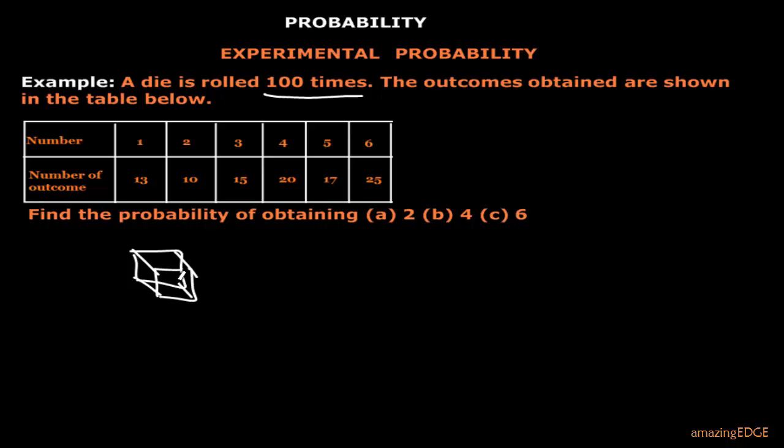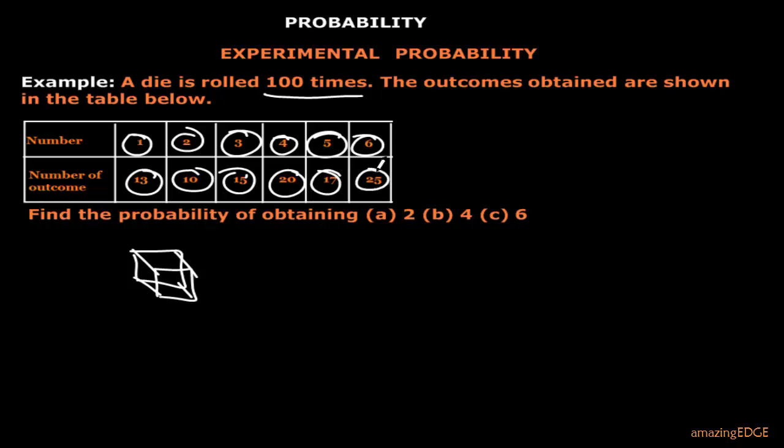Now, when that die is rolled 100 times, face 1 appeared 13 times. Here you're looking at the number and the number of outcomes. Then look at the number 2, that is face 2. It appeared 10 times. Face 3 appeared 15 times. Face 4 appeared 20 times. Face 5 appeared 17 times. And finally, face 6 appeared 25 times. If you sum up the number of appearances, that is 13 plus 10 plus 15 plus 20 plus 17 plus 25, this corresponds to the 100 times the die is rolled.